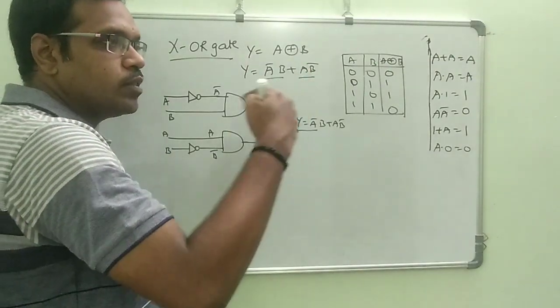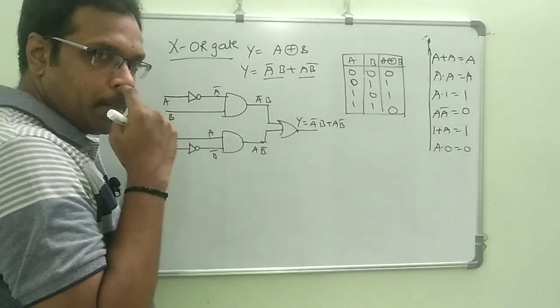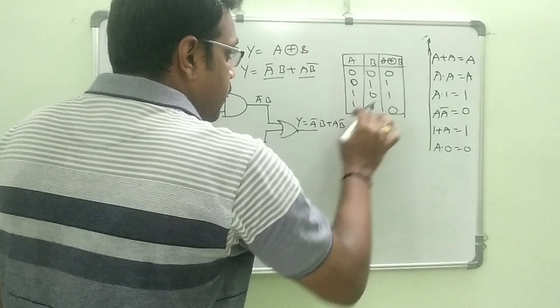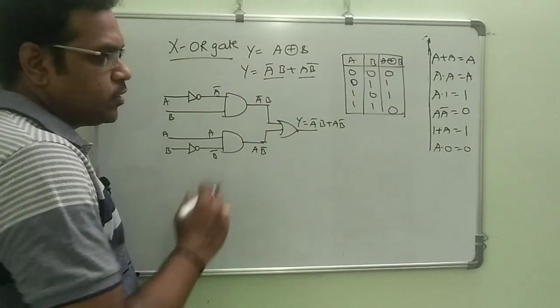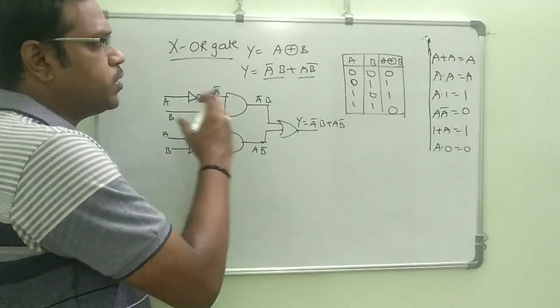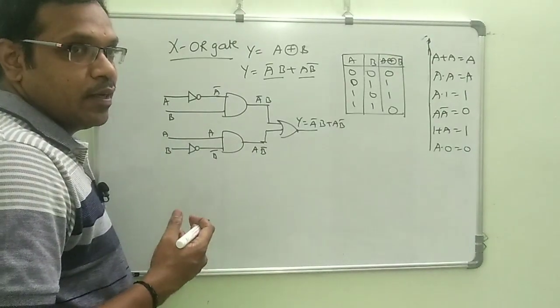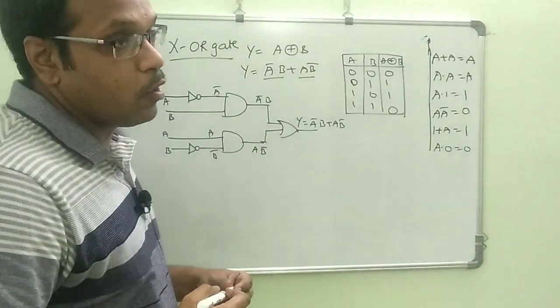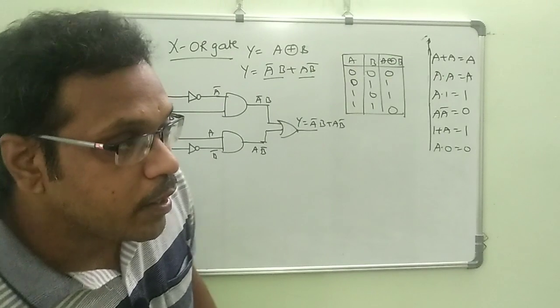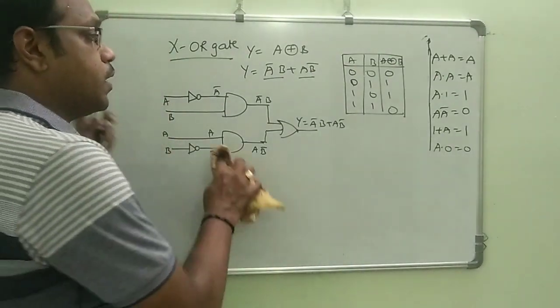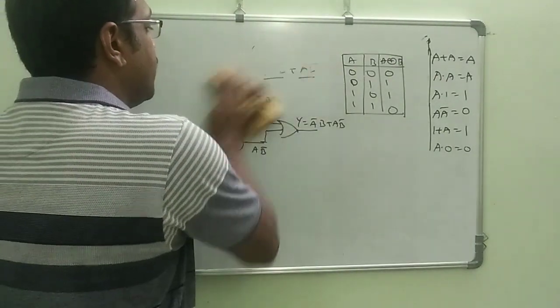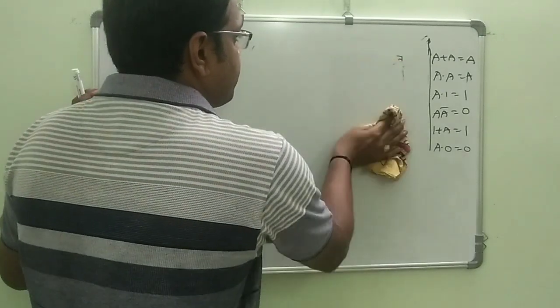So 0, 1, 1, 0, 0, 1, 1, 0. Okay. So this is XOR gate, and this is a special purpose gate. By using this one, we can't prepare the basic gates. But by using the NAND gate and the NOR gate, we can prepare the 3 basic gates. That's why the NAND gate and NOR gate are called universal gates.